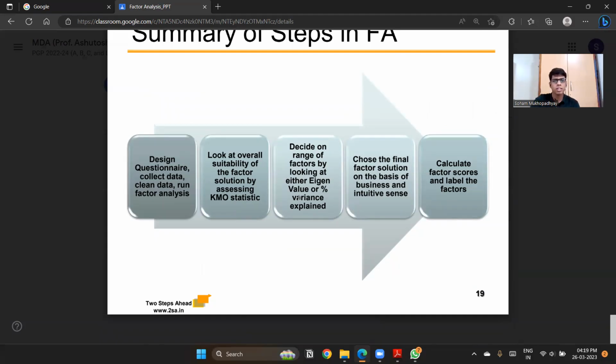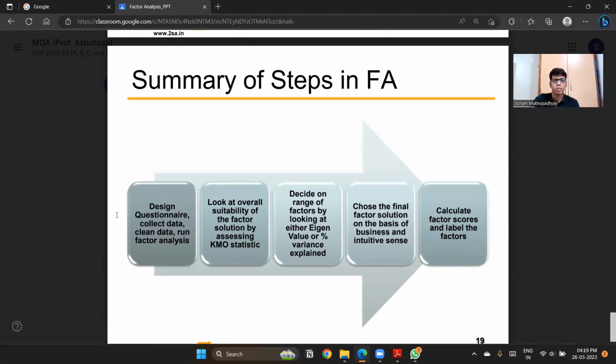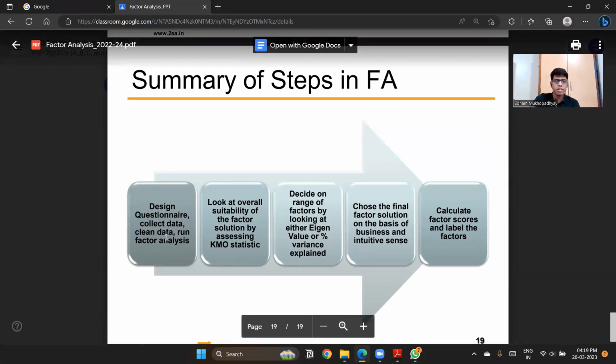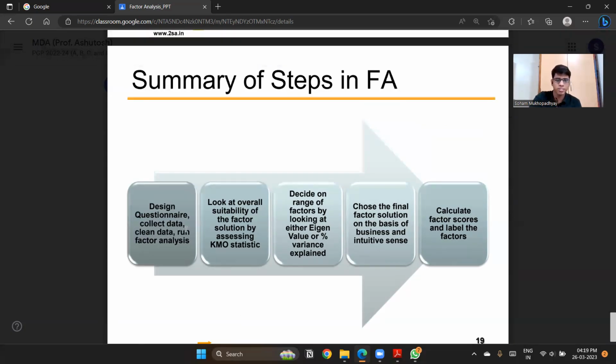So as a summary, all you have to do is design the questionnaire, collect the data, clean the data, and run factor analysis. This clean data step is something you have to do for all the techniques. And I think sir spoke about that while teaching cluster analysis, so we'll talk about that then.